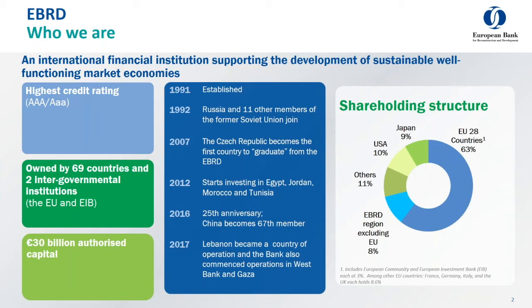So a bit more about us. We're owned by 69 governments, and we have a bit of a unique mission. We were established in 1991 to aid the former Warsaw Pact countries and the former Soviet Union as they transition from planned economies to well-functioning market economies. And flash forward to today, we work in 39 countries, and our focus has expanded, and we also work in some warmer and sunnier climates, such as the Middle East and North Africa.